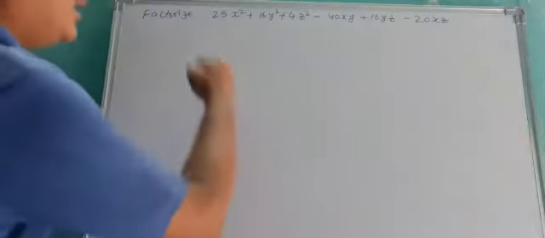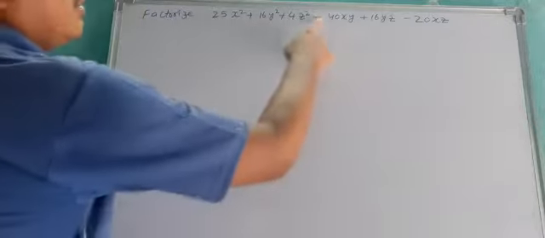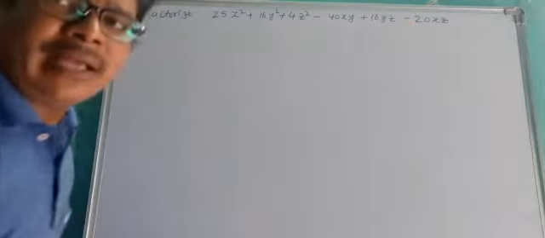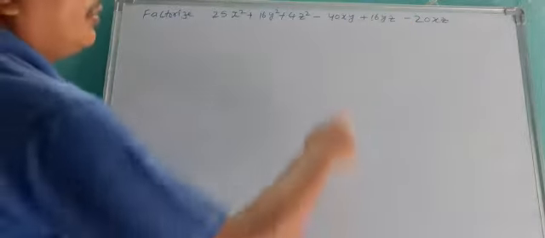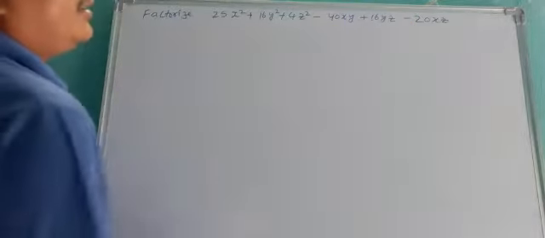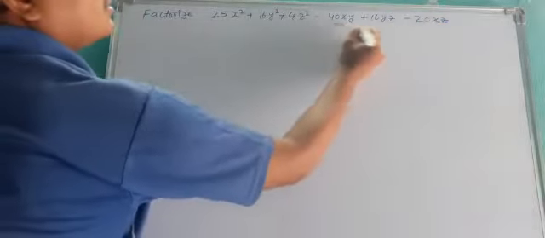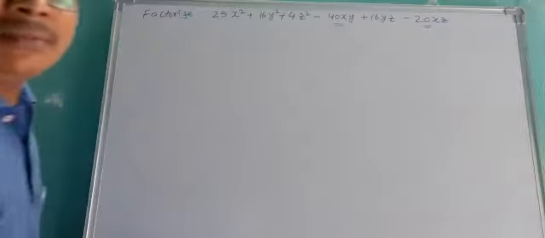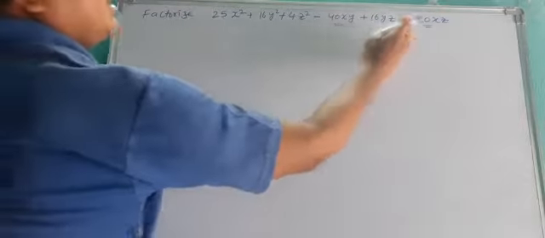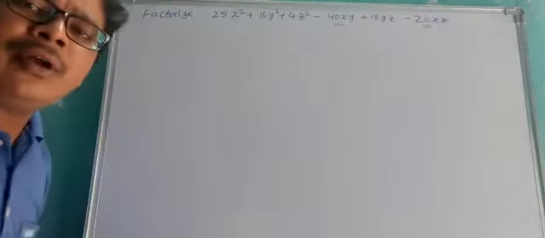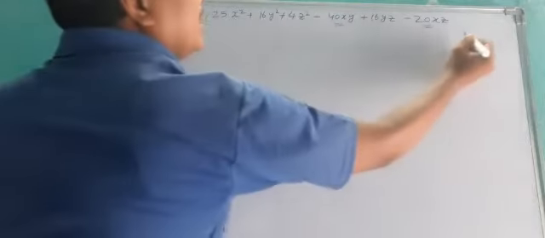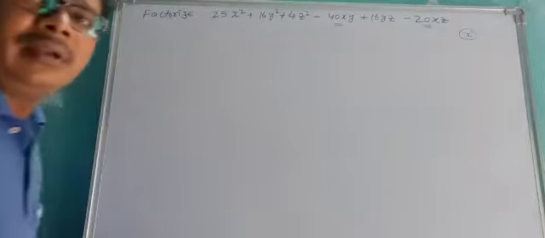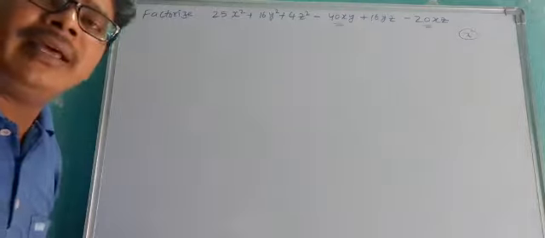Okay, how to factorize it? Some negative signs are also there. So first of all we have to identify which is the common variable of the negative terms. We have two negative terms, xy and xz. Now which is the common variable here? X is the common variable.